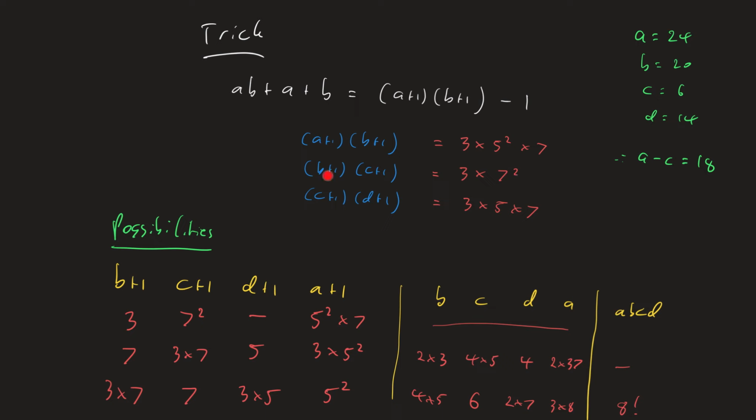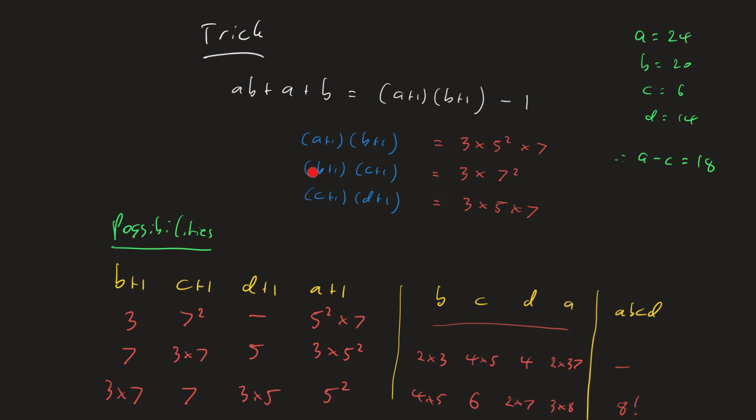It cannot be 7 squared, because if B plus 1 were 7 squared, then in the first line we see that we have got a factor of 7 squared on the left-hand side, but we only have a single 7 on the right-hand side, so that would not work. We list the 3 possibilities down here for B plus 1. C plus 1 must be the remaining factors. So if B plus 1 is 3, then C plus 1 must be 7 squared. If B plus 1 is 7, then C plus 1 must be 3 times 7. And if B plus 1 is 3 times 7, then C plus 1 must be 7.